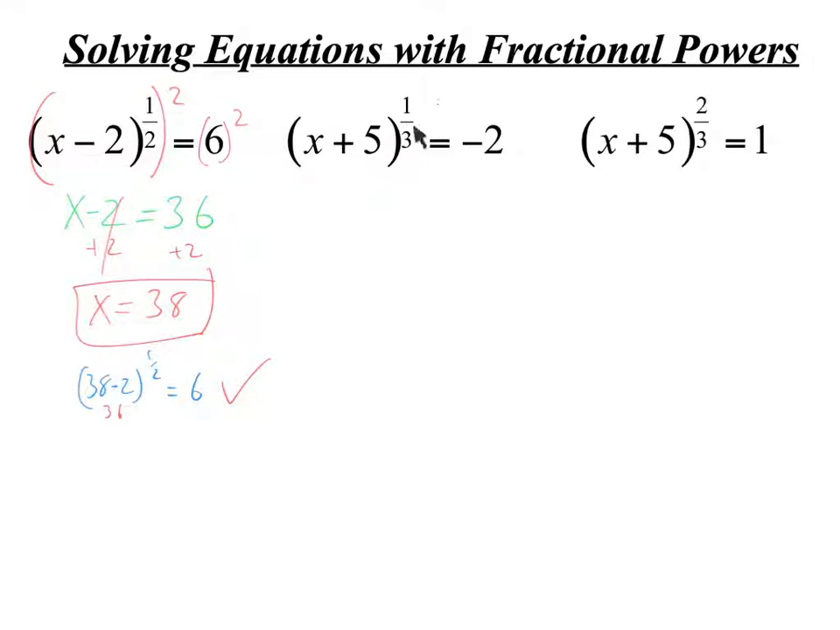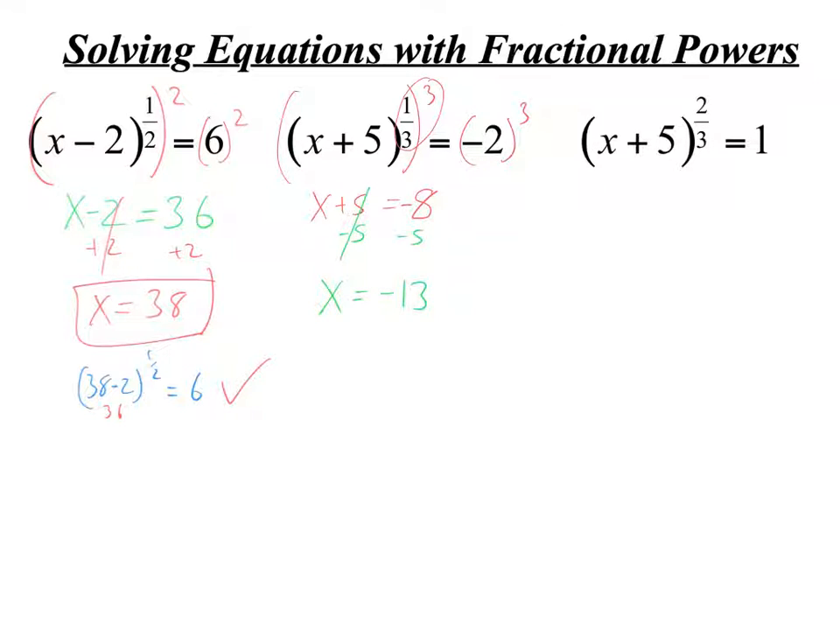So in order to solve this one, I got to get this 1/3 power gone. So how do you get rid of a 1/3? If you cube it, won't that become a 1 right here? So if I cube it, that'll become a 1, so I'm left with x plus 5. But I also have to cube this side, and negative 2 cubed is, oh, negative 8, because negative 2 times negative 2 times negative 2 is negative 8. Then I got to minus the 5 over. So x equals negative 13.